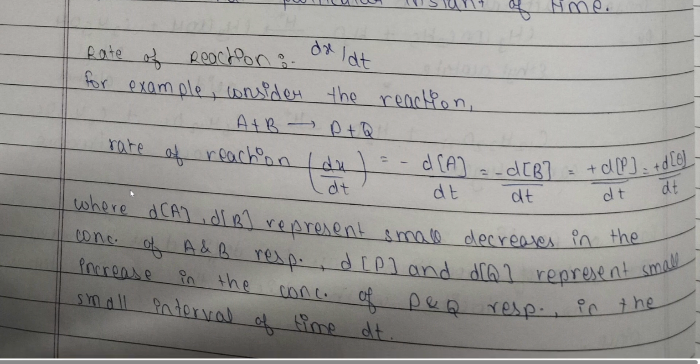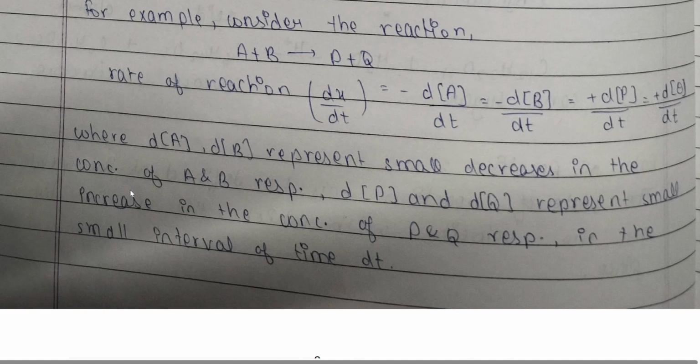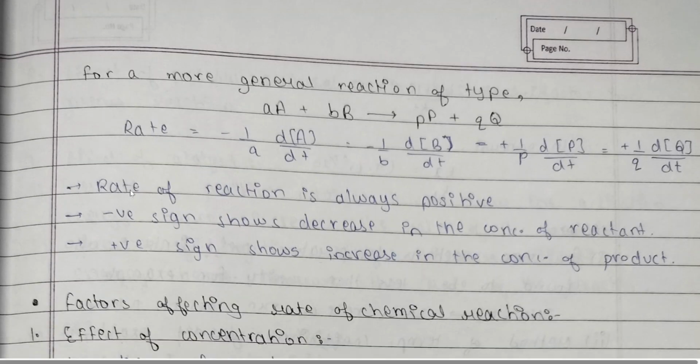Rate of reaction dx by dt is equal to minus d[A] by dt is equal to minus d[B] by dt is equal to plus d[P] by dt is equal to plus d[Q] by dt, where d[A] and d[B] represent small decrease in the concentration of A and B respectively. dP and dQ represent small increase in the concentration of P and Q respectively in the small interval of time dt. For a more general reaction of type aA plus bB gives pP plus qQ.